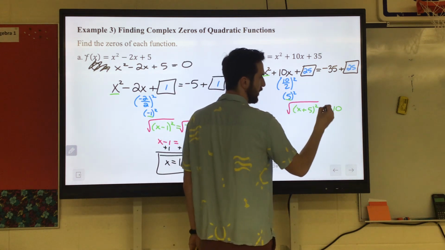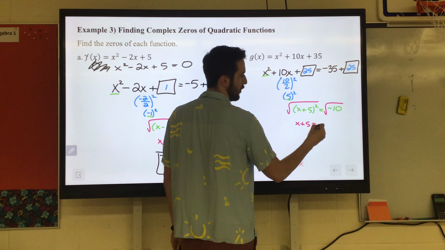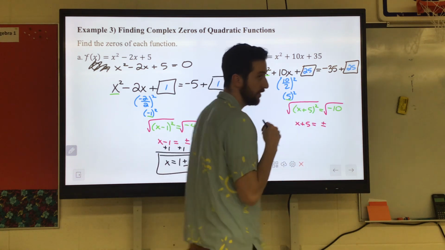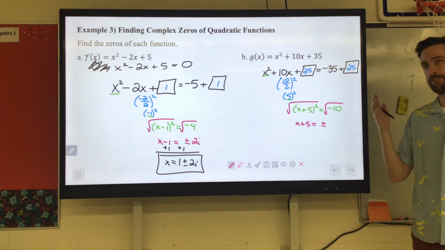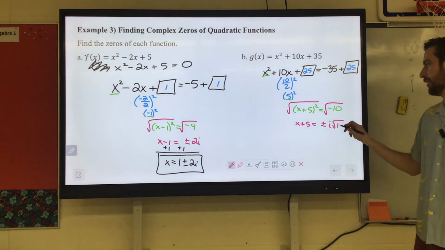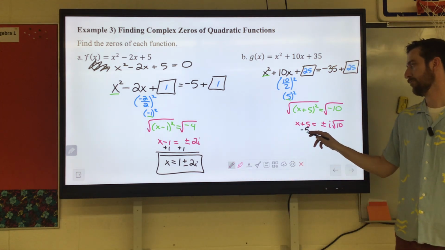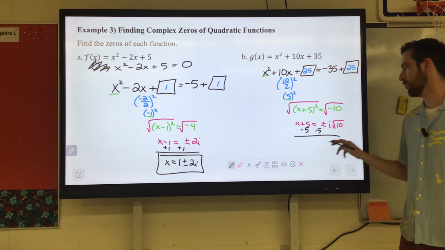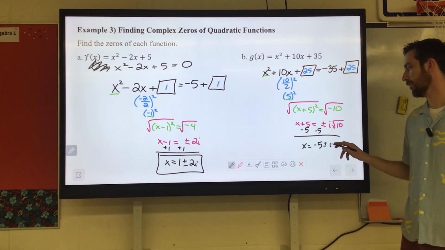We'll square root both sides. X plus 5 equals plus or minus, no. 10 is not a perfect square, and there are no perfect squares in it. However, we do have to take out the negative sign, so we're going to kick out an i. We're going to say that's i root 10. All there is left to do now is subtract the 5. So we'll have x equals negative 5 plus or minus i root 10.